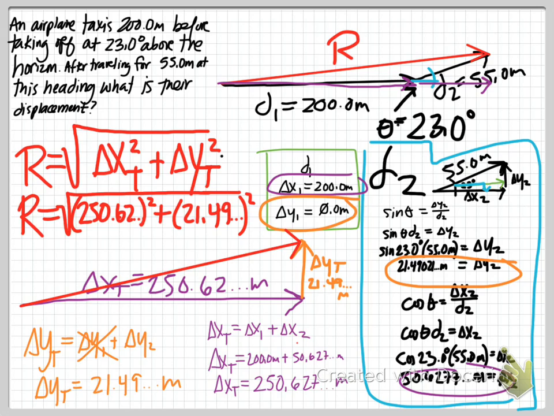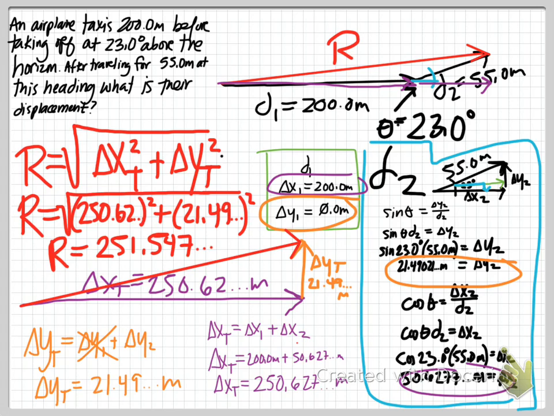Okay, so I've got 250.62 etc. squared plus 21.49 etc. squared, square root thereof. I get a resultant value of 251.547 blah blah blah blah. How many of you have the same raw answer? Good. Now, we're not done. What do we still need to do?